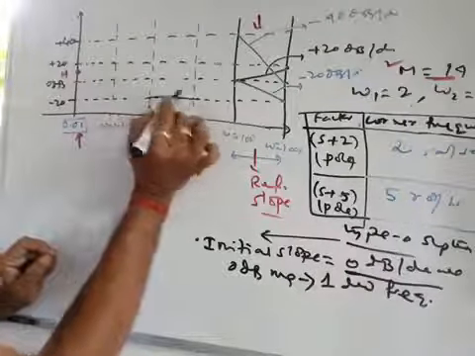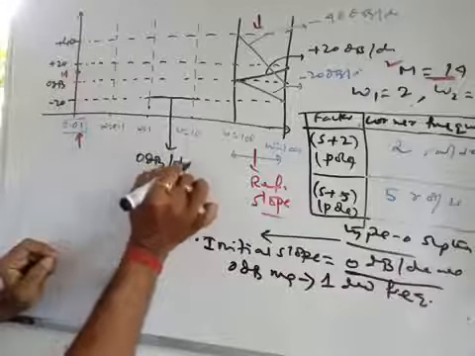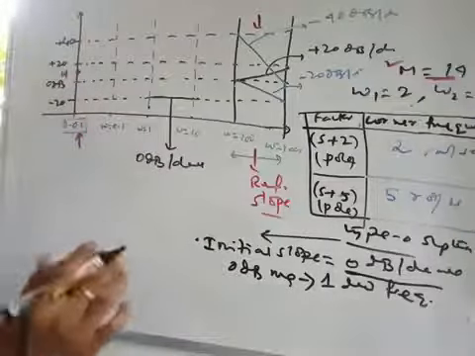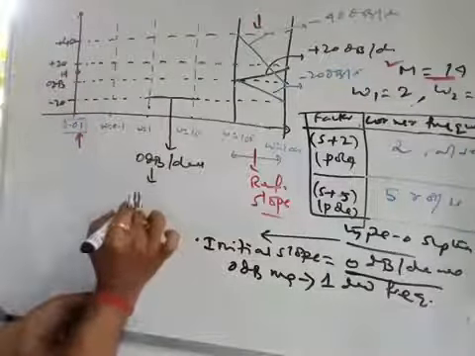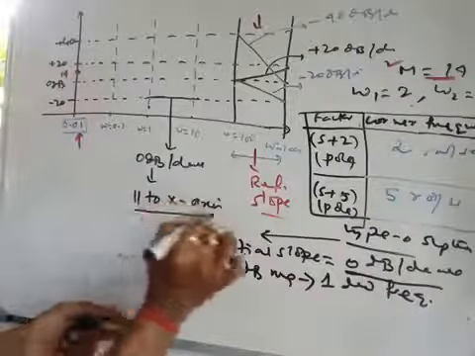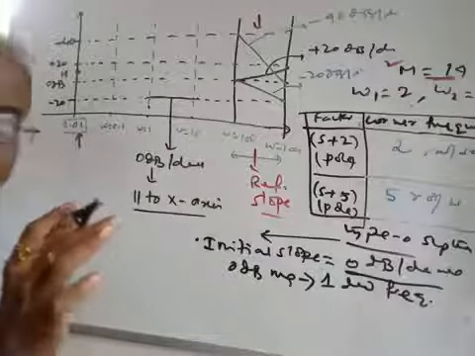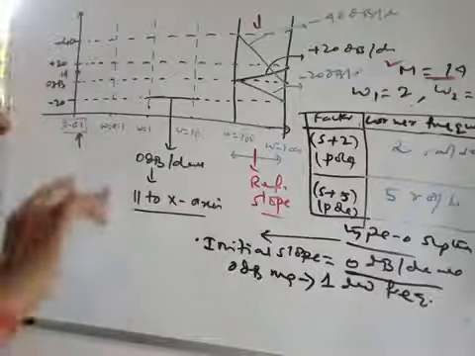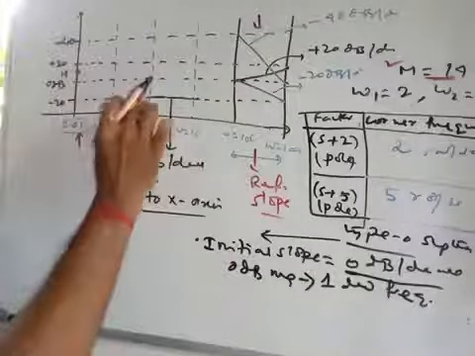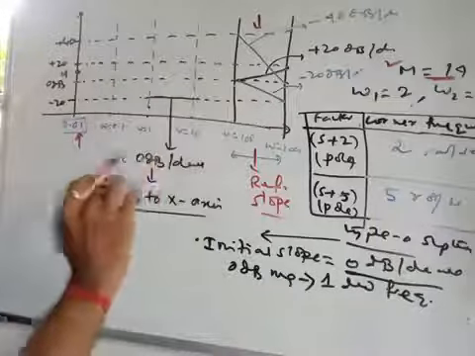So what is the slope of this? 0 dB per decade. That means 0 dB per decade is a line which is parallel to the x-axis, as simple as that. So 0 dB per decade is nothing but a straight line having slope 0 dB per decade, that is, a line parallel to the x-axis. So this is the concept of 0 dB per decade.